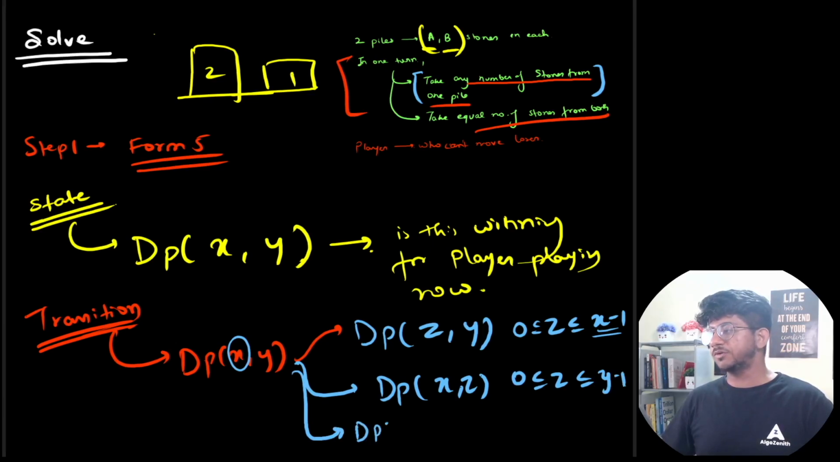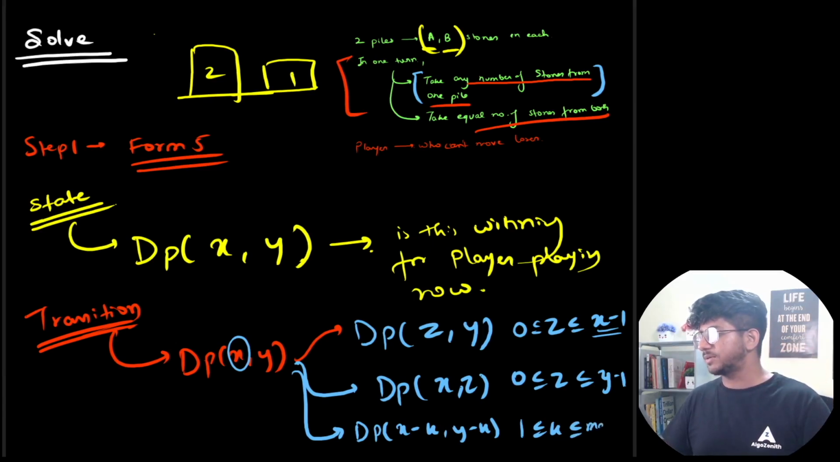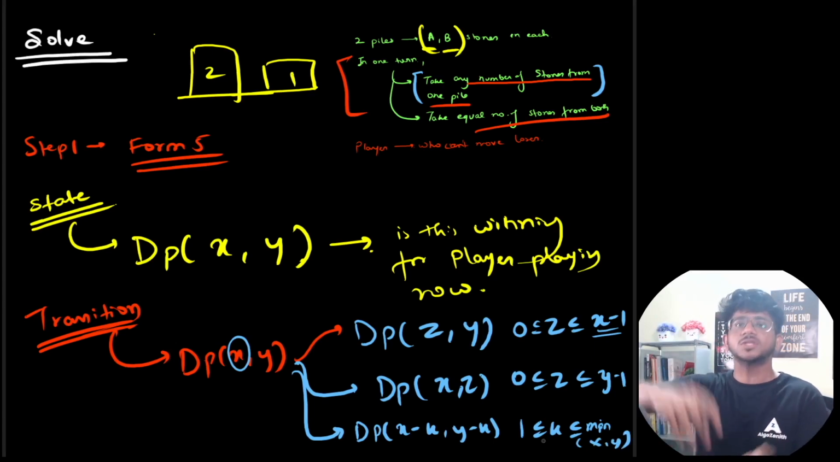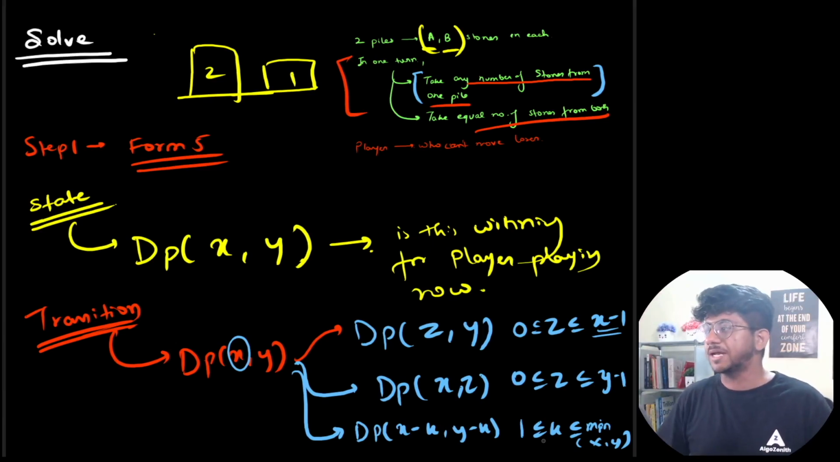So maybe dp of x minus k comma y minus k, where k is at least 1, since you at least take 1 stone, and at max it can be min of x comma y, because if there is no stone in a particular pile, then you cannot take more than the number of stones that are there in a certain pile, right? So that is the number of things that you can take. So k is the number of stones you're picking up.